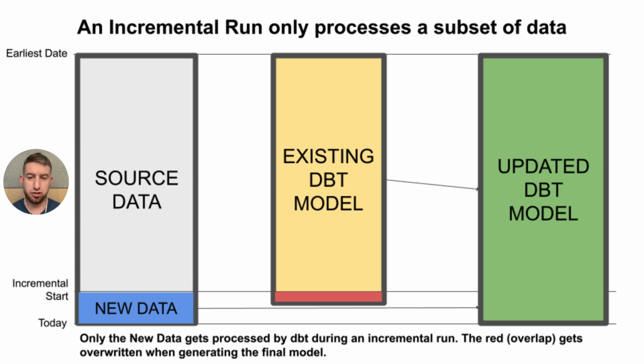So what dbt will do is take the newer data, the data in blue, overwrite any of that data in red that you see there, and combine it with the existing dbt model in yellow to produce your updated dbt model on the far right. So again, it's not going to touch any data that is prior to that blue. That's all going to remain the same, but it's going to append the data in blue, the newest couple of days, and create your final model.